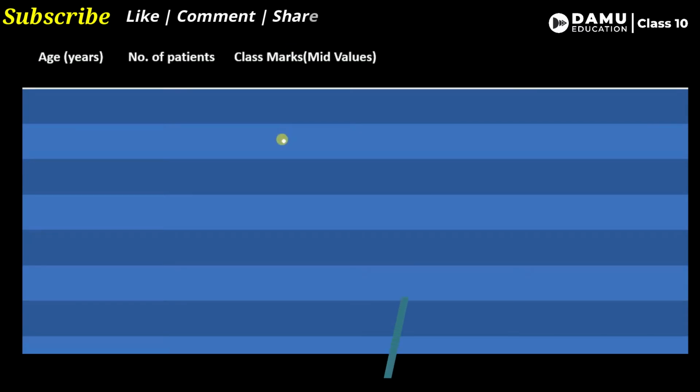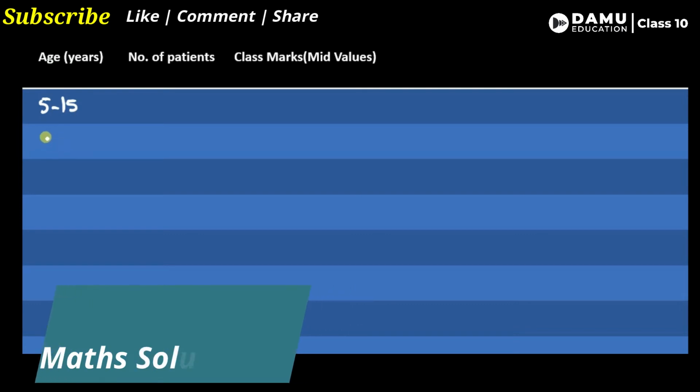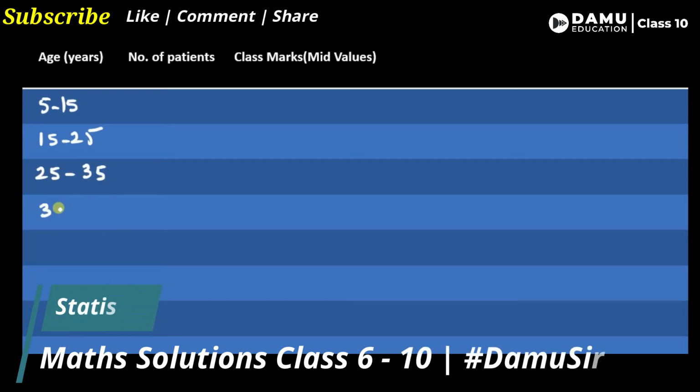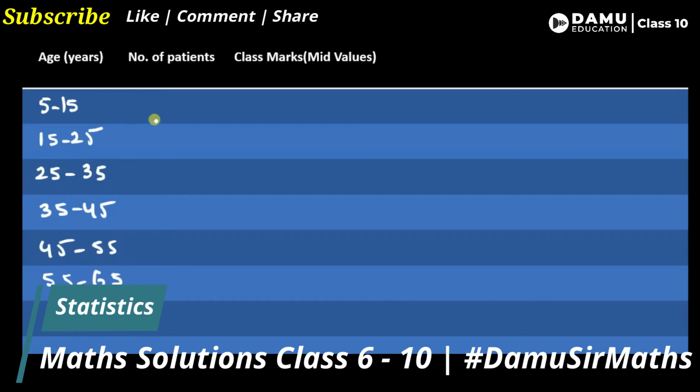Here are the ages and the number of patients. These are the class intervals, exclusive class intervals with a width of 10: 5 to 15, 15 to 25, 25 to 35, then 35 to 45, then 45 to 55, then 55 to 65. The number of patients, that is the frequencies, are 6, 11, 21, 23, 14 and 5.